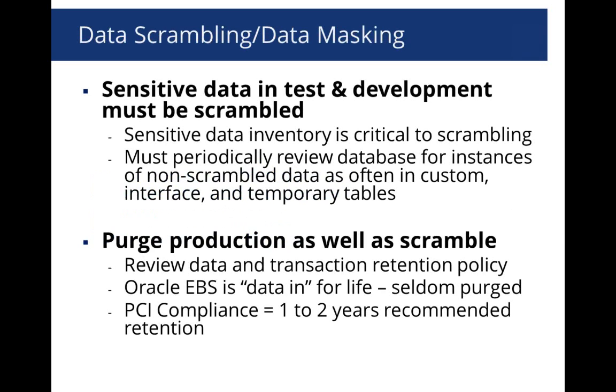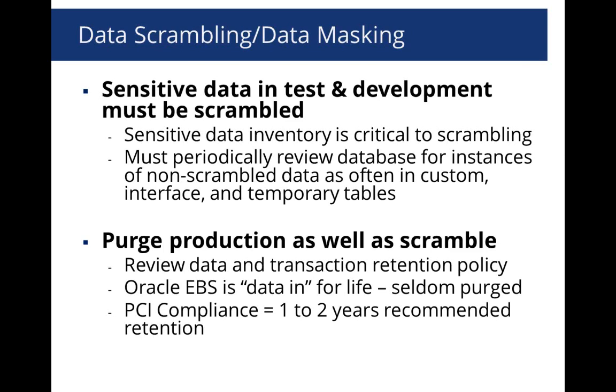So in your test and development environment, you should be scrambling on many, many different columns. And that can go anywhere from just credit card numbers to social security numbers to also very detailed information on all the PII data, all the salary information, things like that, bank account numbers. All that data typically should be scrambled in your test and development environments.